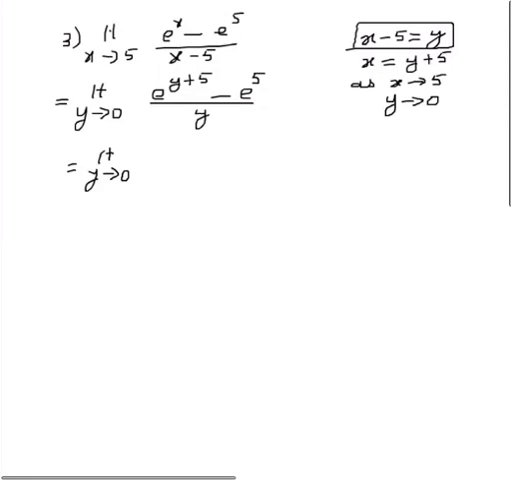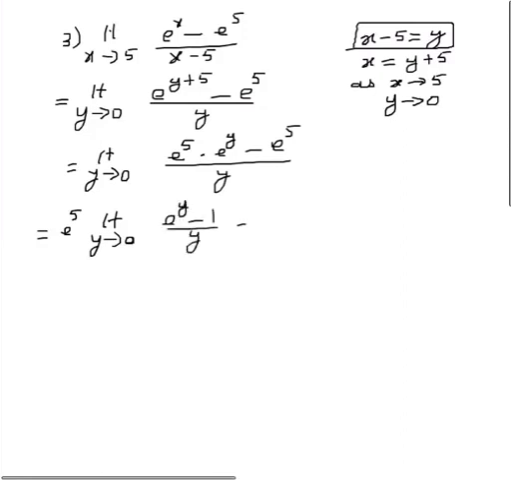Now it is similar to the previous question. We can separate the powers here. E raised to 5 into e raised to y minus 1, divided by y. Limit y tending to 0. E raised to 5 is a constant. It can be taken outside the limit. We have e raised to y minus 1 divided by y. By the formula, this limit is 1. E power 5 into 1, which is e power 5.